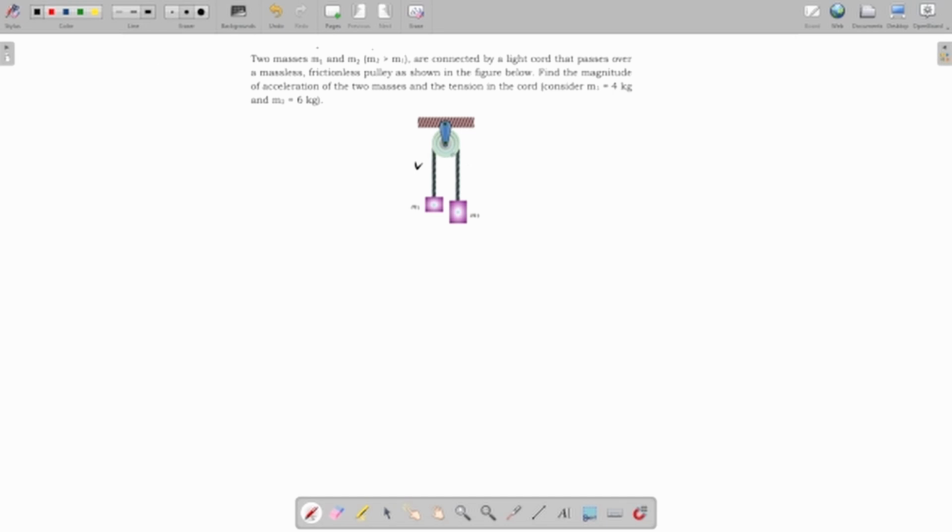Today I'm going to show you how to solve this interesting Newton's second law question we have right before us. The question reads, two masses m1 and m2, where m2 is greater than m1, are connected by a light cord that passes over a massless, frictionless pulley as shown in the figure below. Find the magnitude of acceleration of the two masses and the tension in the cord. Consider mass 1 equal to 4 kg and mass 2 equal to 6 kg.